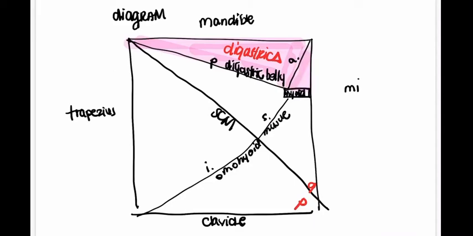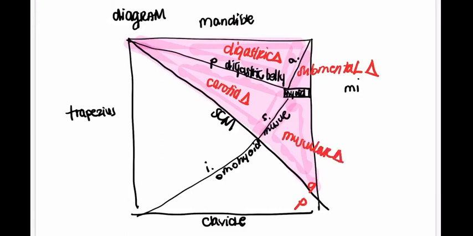The second triangle is what we call the submental triangle. The third triangle is what we call the carotid triangle. The fourth triangle is what we call the muscular triangle. The fifth triangle is what we call the occipital triangle. And lastly, the sixth triangle is what we call the subclavian triangle or the supraclavicular triangle.